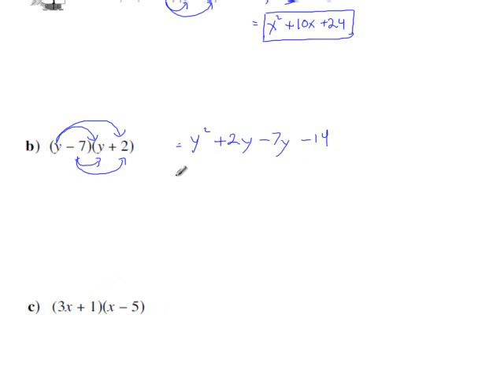Look for like terms to combine. So you have your y squared term. Your two y terms, you've got positive 2y minus 7y. 2 minus 7 is negative 5, so you get negative 5y. And then a minus 14 as well. So y squared minus 5y minus 14 is your final answer.